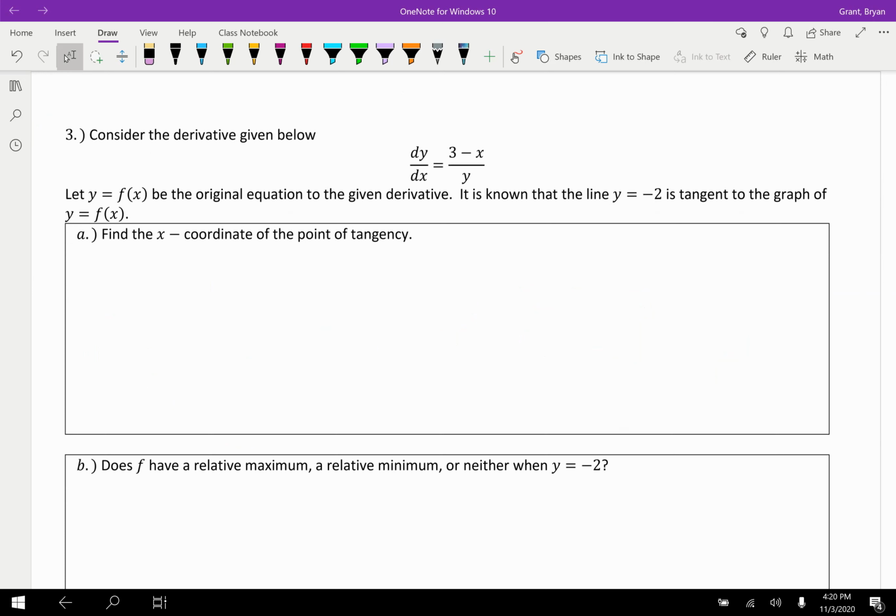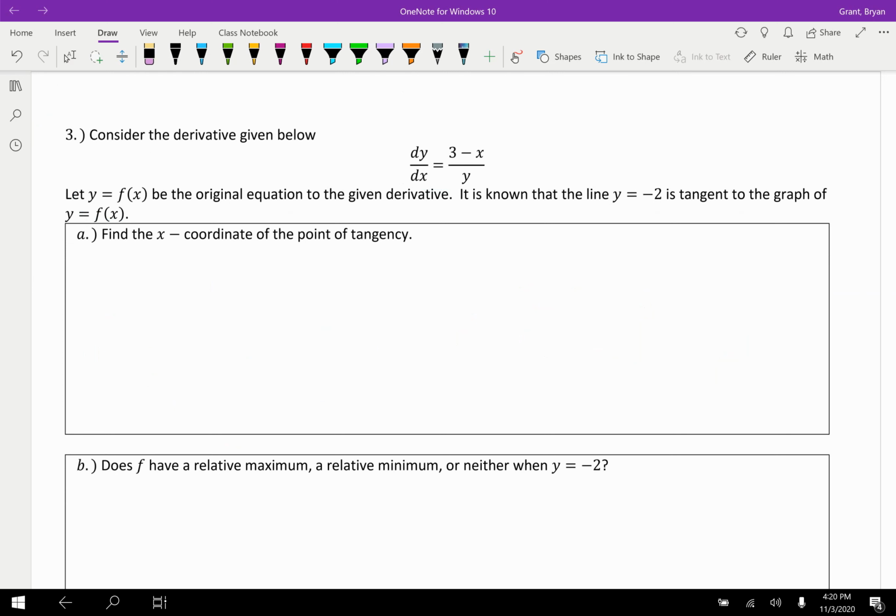Consider this derivative. Let y equals f of x. So again, they're telling you that y is some function of x. So it's y equals like 6x squared minus cosine of x, something like that. But they're just giving you a very vague original equation. But the original equation to the given derivative.